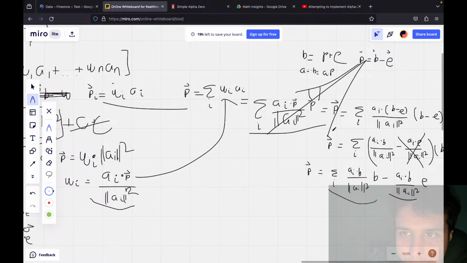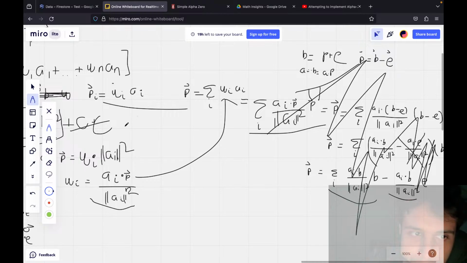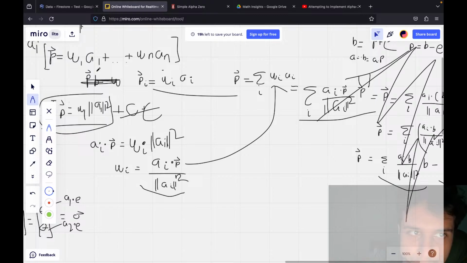Okay, fine. Let's just get rid of all that junk. I don't know what I'm talking about, right? So let's say this P is represented as a sum over I of Wi AI, right? That's important. And now we just take this Wi and plug it in there.